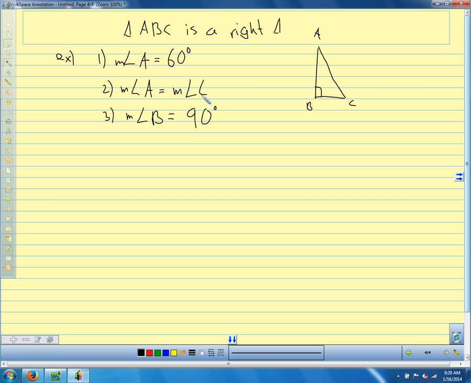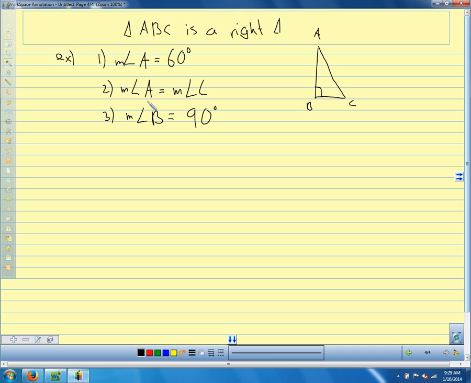Okay, very nice. So what Ben says is that if A and C are equal, and A is 60 degrees, then angle C is 60 degrees also. 60 degrees plus 60 degrees is 120. And if it's a right triangle, the other angle is 90. 120 plus 90 is 210. So they add up to more than 180.